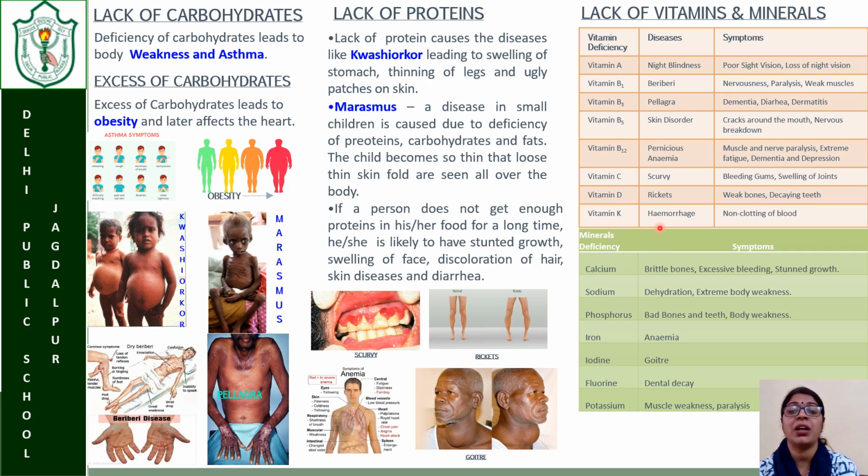Vitamin K deficiency causes blood hemorrhage. The clotting of the blood stops and the blood starts flowing from the body. Minerals: calcium, brittle bones, excessive bleeding, stunted growth. Sodium, dehydration, body becomes weak. Phosphorus, bad bones and body becomes weak. Teeth also become weak. Iron, anemia. Fluorine, dental decay. Potassium, muscle weakness. And iodine deficiency causes goiter.